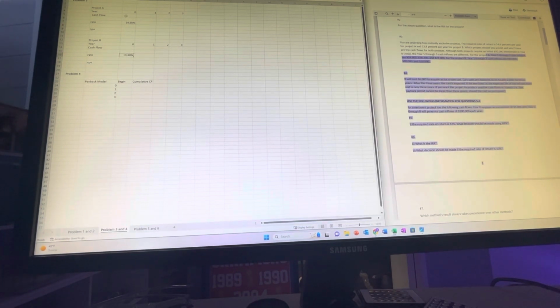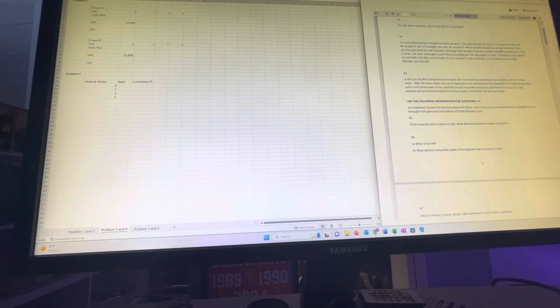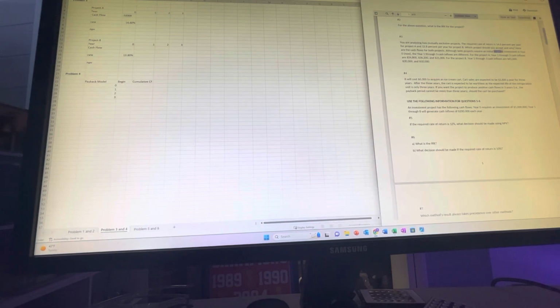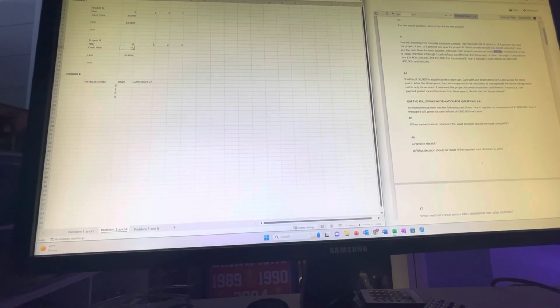So we go to the left. Let me get rid of that highlighted spot. So we go to the left. We have year 0, 1, 2, 3, and our rate. So our cash flow for project A, year 0, is negative $50,000, which is just the normal investment for both. So we can also do the same thing on the bottom.